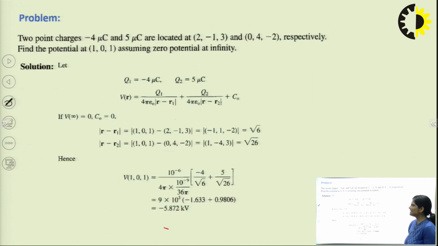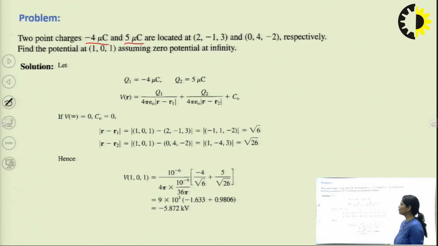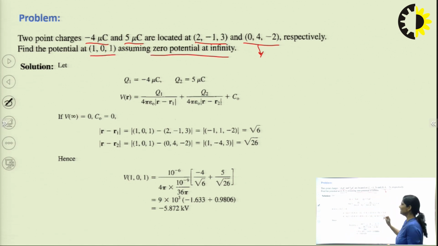Now here is an example with two point charges: one with minus 4 microcoulomb charge and the second with 5 microcoulomb charge. They are located at the coordinates 2, minus 1, 3 and 0, 4, minus 2 respectively. So the first point charge is located at the first coordinate and the second point charge at the second. Find the potential at this point, assuming zero potential at infinity.